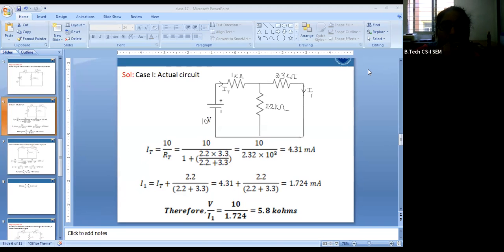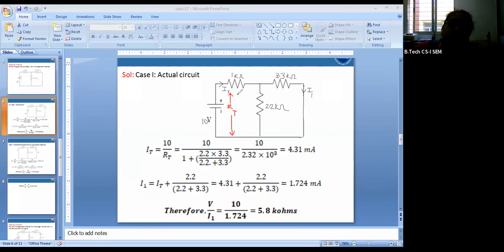Okay, I go for the simple one, that is current division here to find the current I1. For that, let us say the current coming from the supply is the supply current or total current. For that, find the total resistance here. I take RT, the total resistance of the circuit.